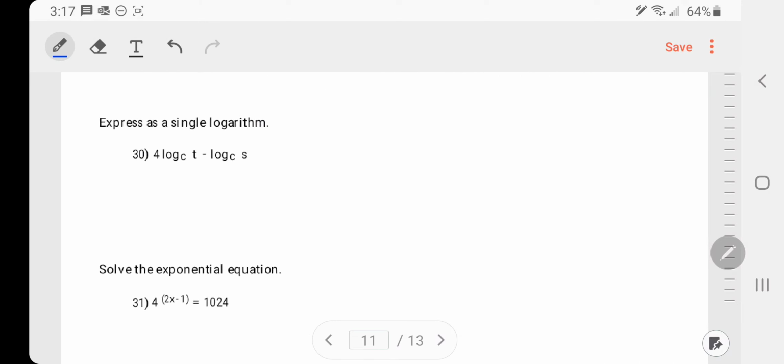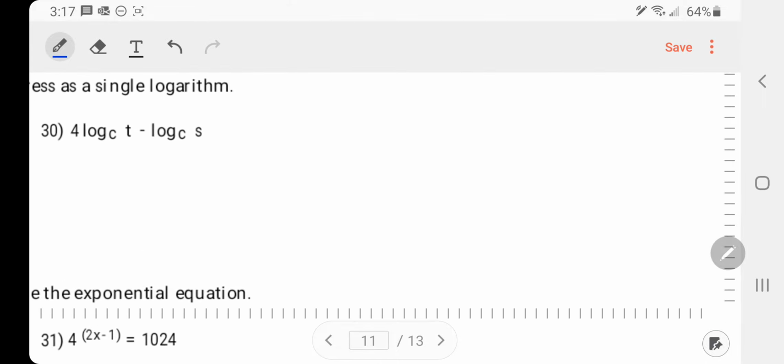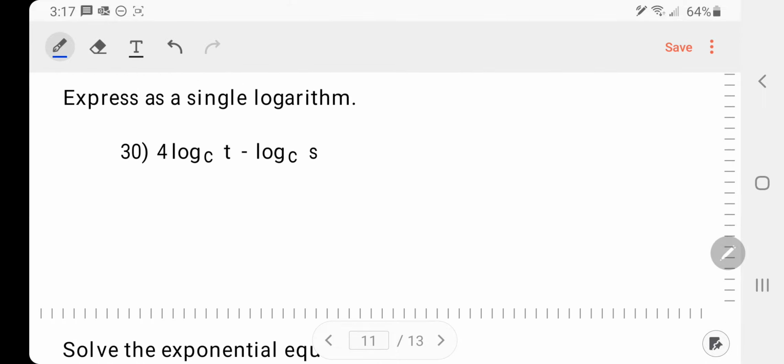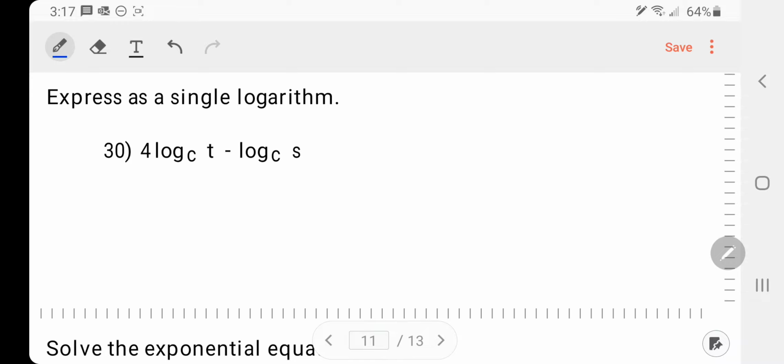All right, number 30. And this is going to be the last problem for this video right here. Express as a single logarithm using the properties of logarithms. As a single logarithm, that means we're going to be condensing. That means condense. That N looks like a U.